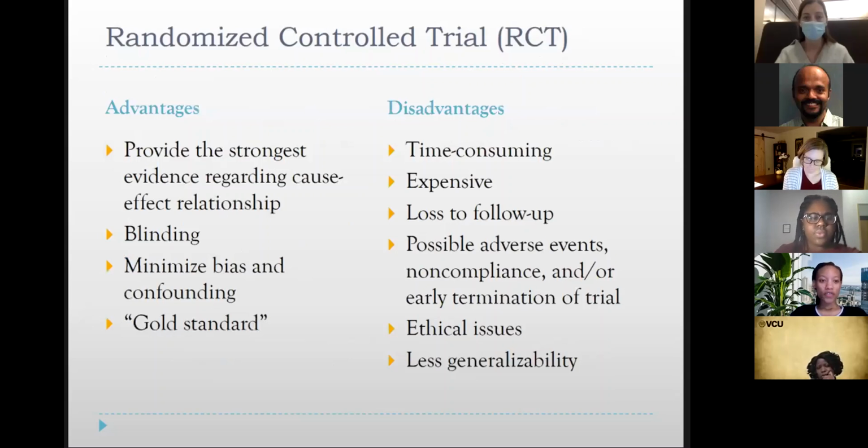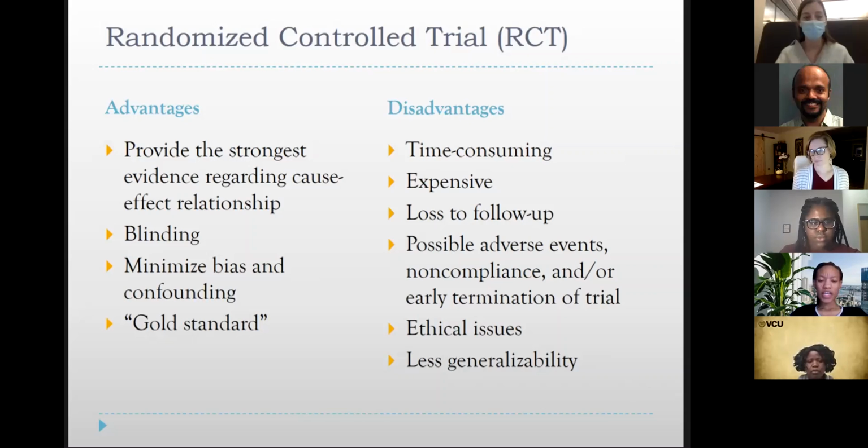So some of the advantages of randomized controlled trials include that it's the strongest evidence regarding a cause and effect relationship, because we know the person doesn't have the condition at the beginning of the study, and that we're giving a specific treatment to each of the study participants. So they don't get to self-select. Usually there's some form of blinding, so that the investigator, the participants, or both are not allowed to know who's in what group. And that really helps to reduce bias and confounding. And then RCTs are considered the gold standard because of all those reasons.